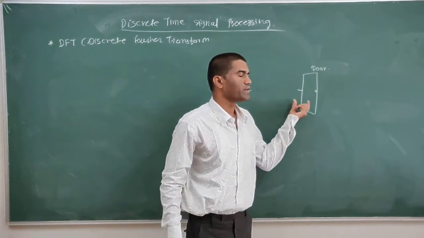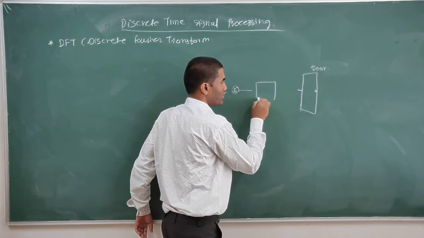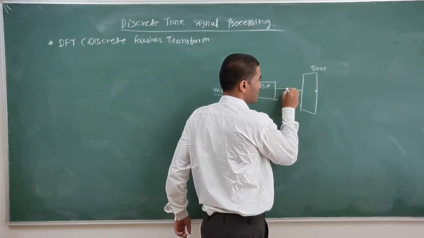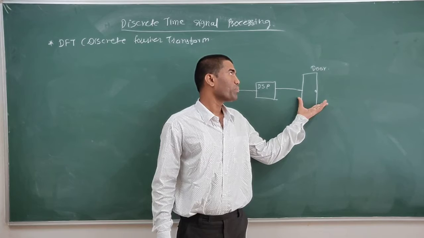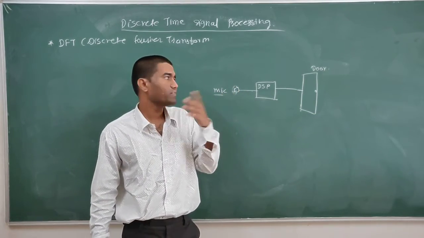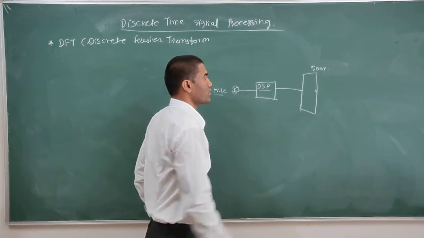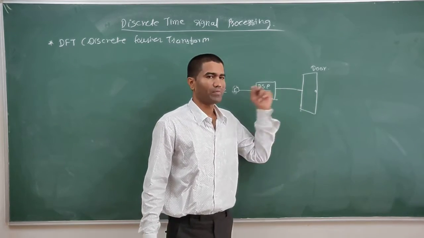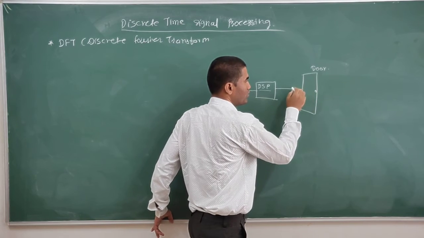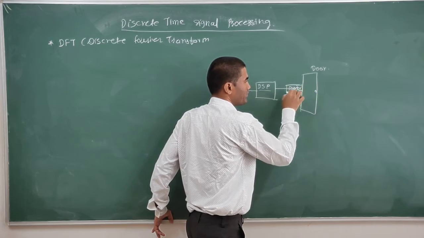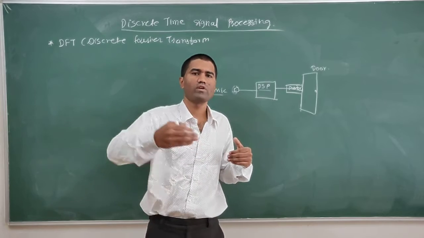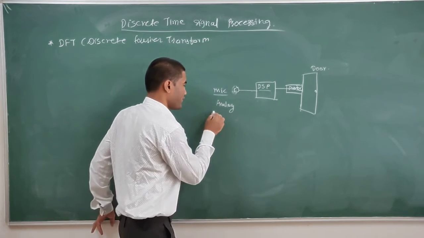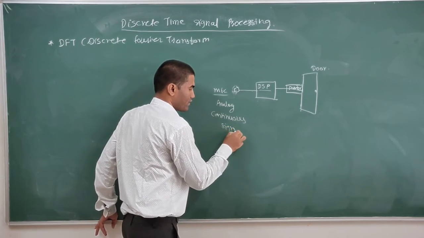In between that, something must be there. So I will use some kind of processor. This is called the DSP processor, digital signal processing processor. It will recognize my voice and open the door. To open the door, you must use some kind of hardware known as a motor. The motor must be connected to the door, then it will open and close. This DSP takes my analog signal, or we can say continuous signal.